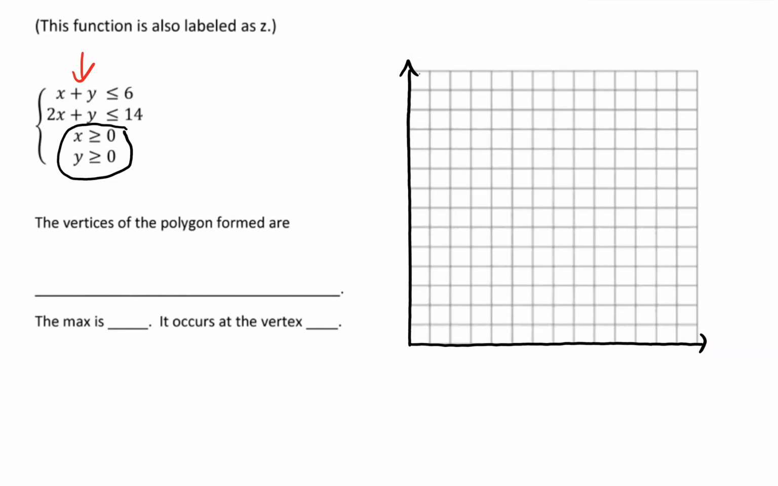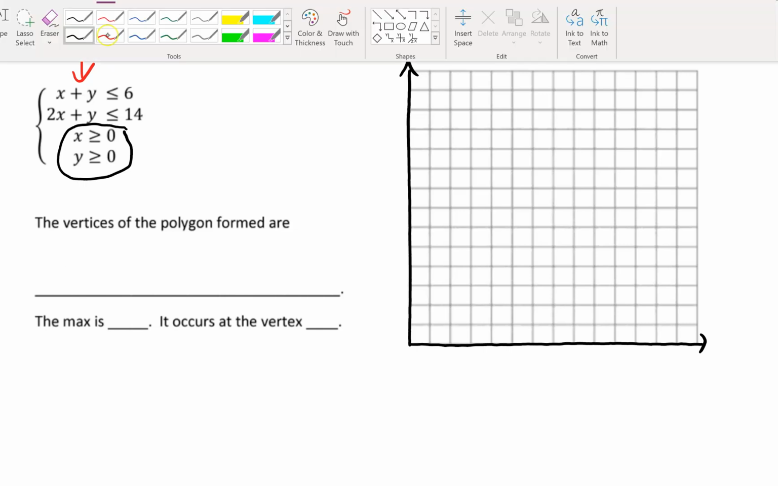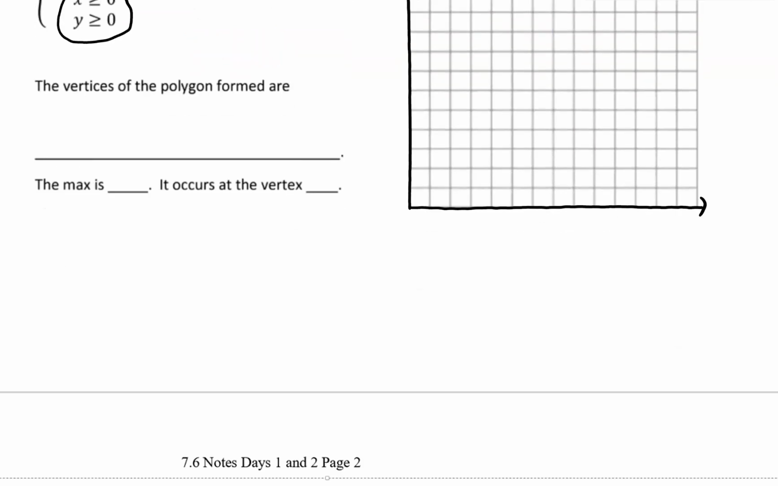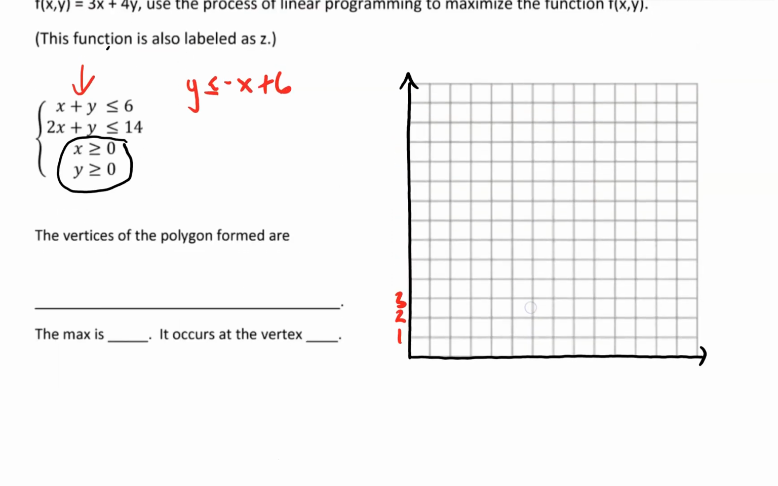Now we're going to graph each of these next ones. When we graph the first one, we're saying y is less than or equal to -x plus 6. So we're going to go to 6. I'm labeling all of these by ones. So 1, 2, 3, all the way up. So 4, 5, 6, that would be right here.